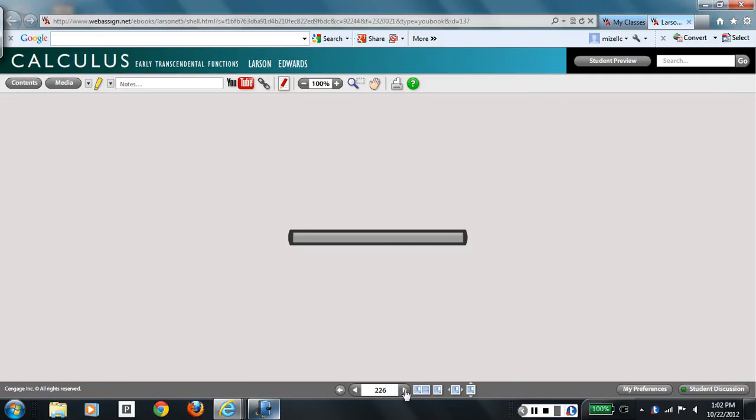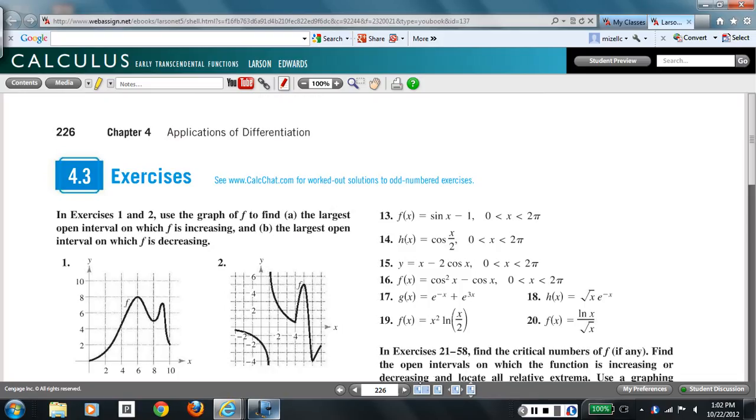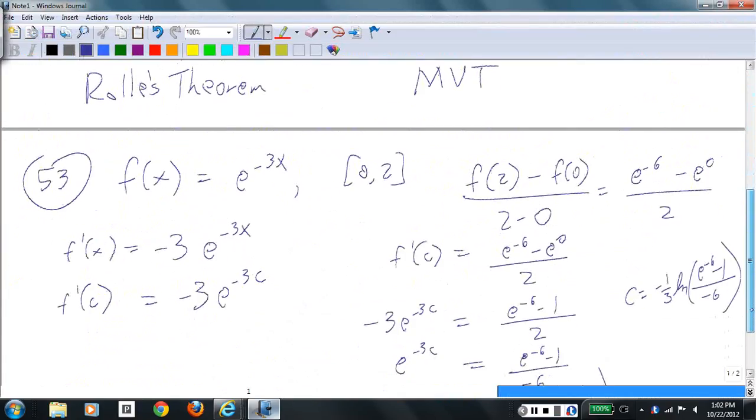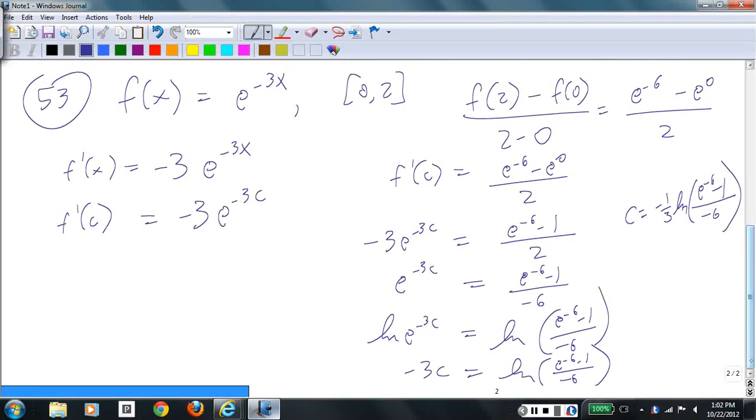Yeah, 53 just leaves it as derivative of f to the ln cube root of 6 over 1 minus e to the negative 6 equals e to the negative 6 minus 1 over 2. That's all it says. Wow. Yeah, I would want to have a look at that and see what it wants with that.